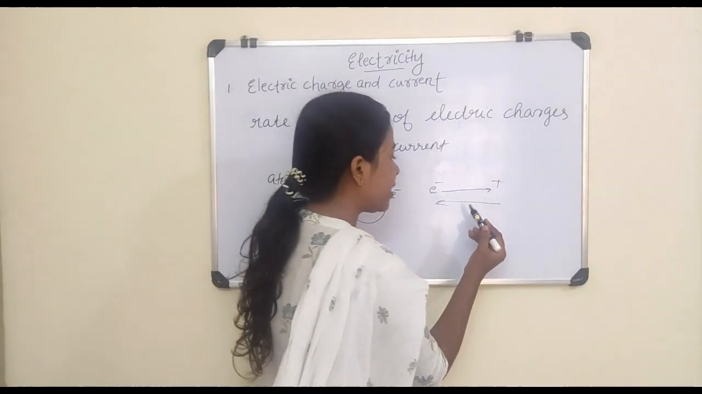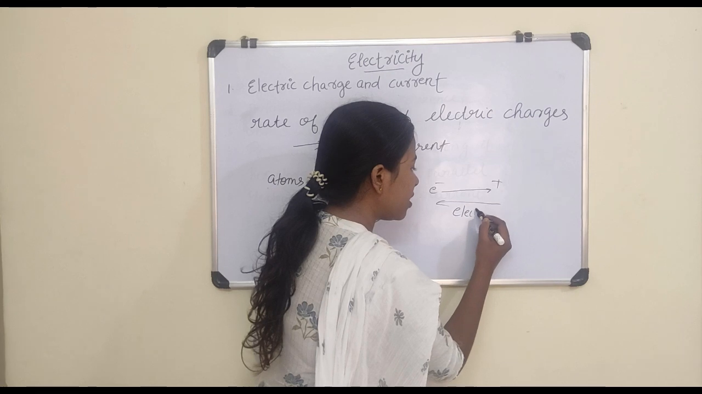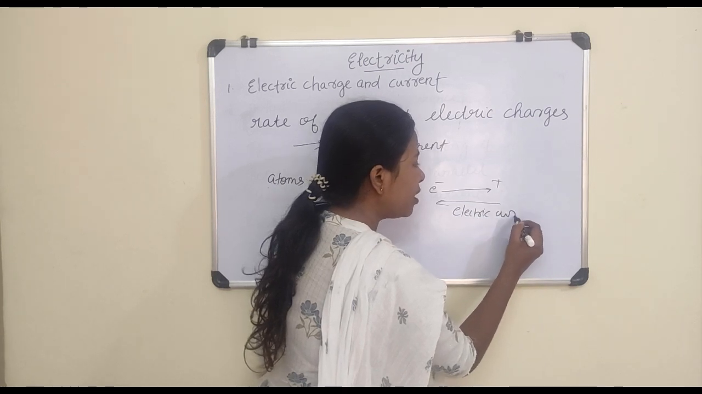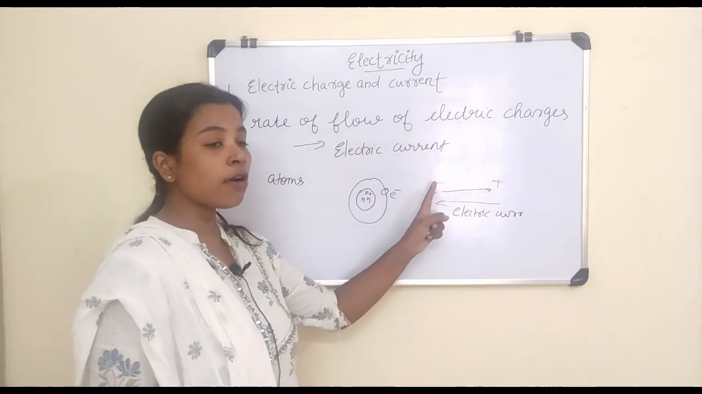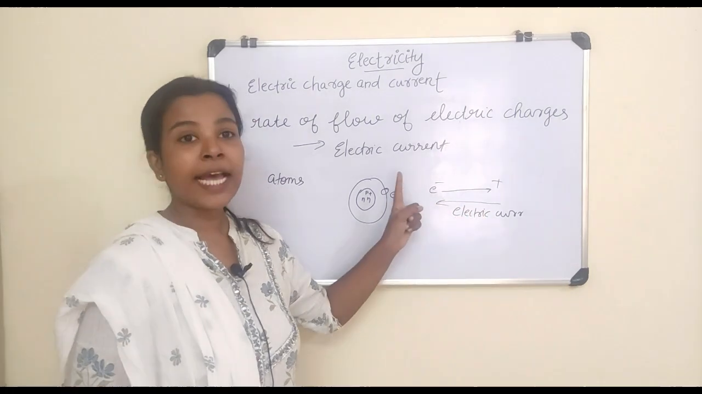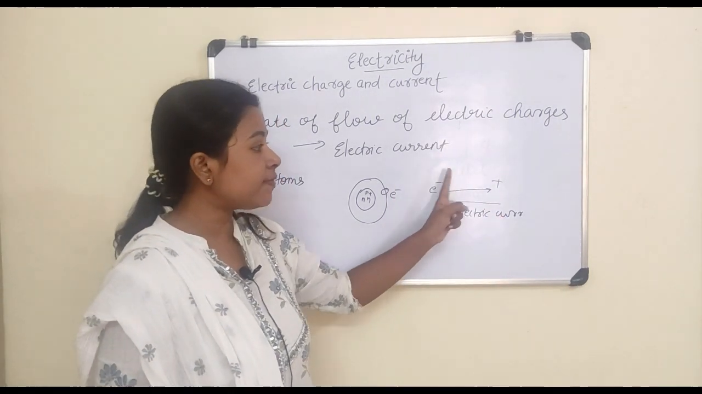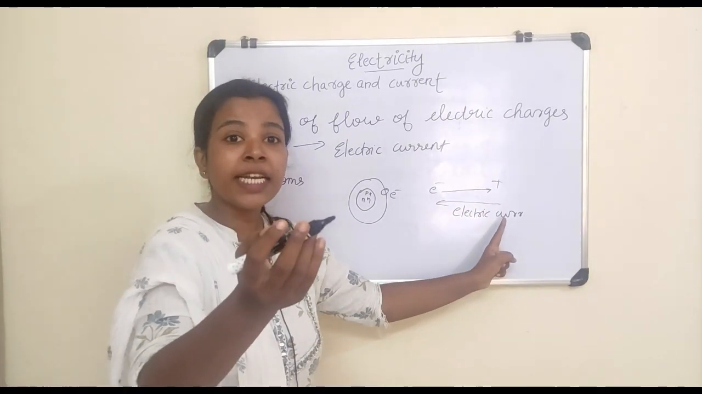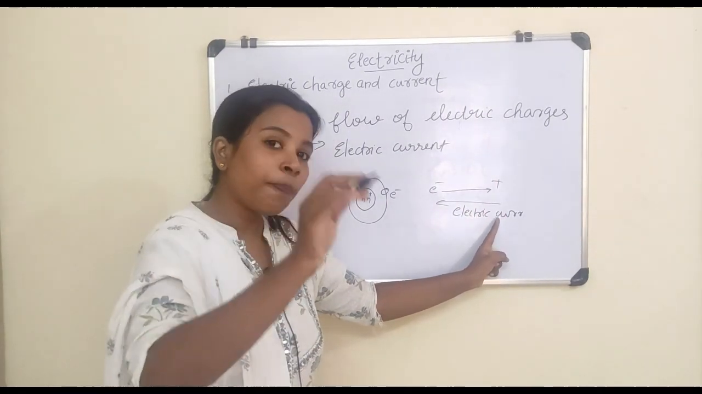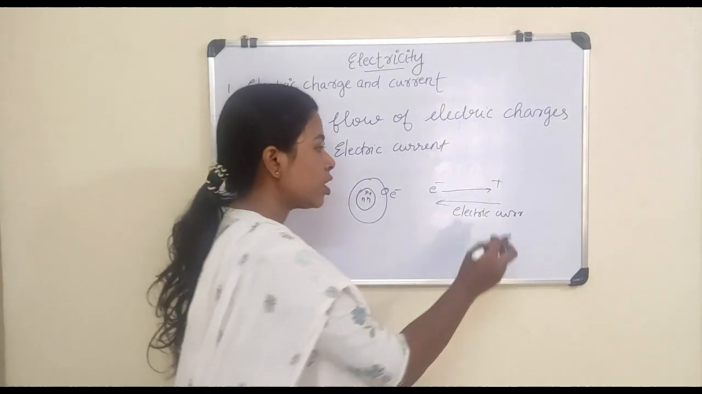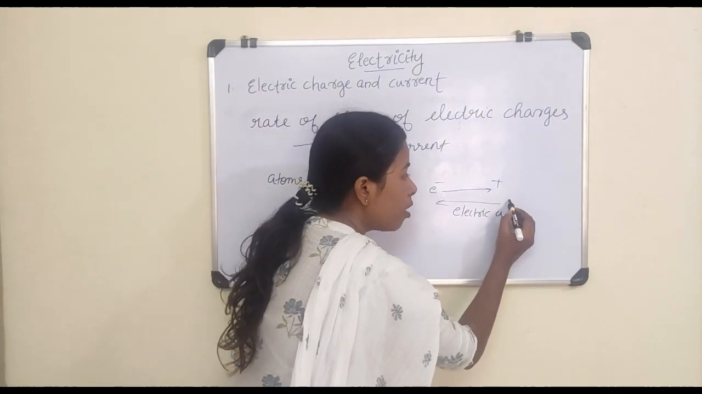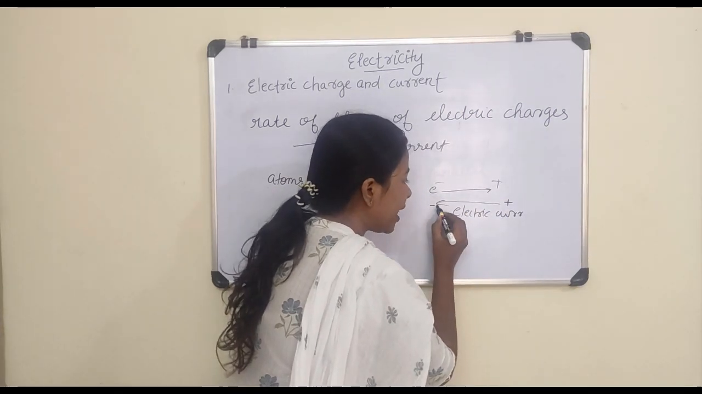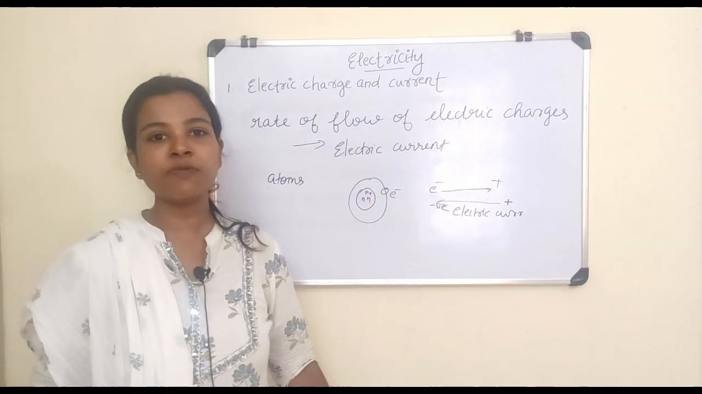Understood? So the electric current, what is electric current? Electric current is the rate of flow of charges. The direction of flow of charges is from negative to positive. Conventionally, the electric current is taken as the opposite of the flow of charges. So electric current will flow from positive to negative. Please note, this is very important.